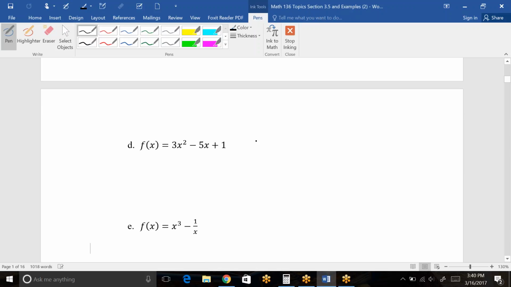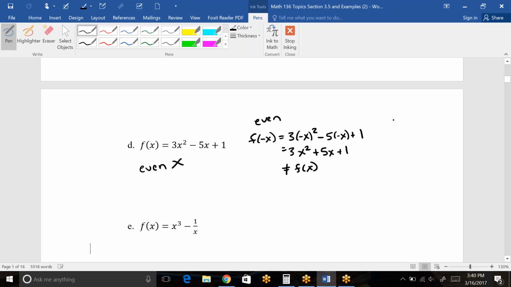D, we plug in negative x. This is to test for even. We work out any sign, so if you square something, it turns into a positive. Negative times negative is also a positive. This is not the original function. It does not match every single sign. So that means not even.